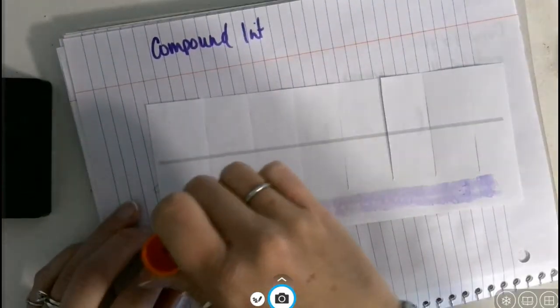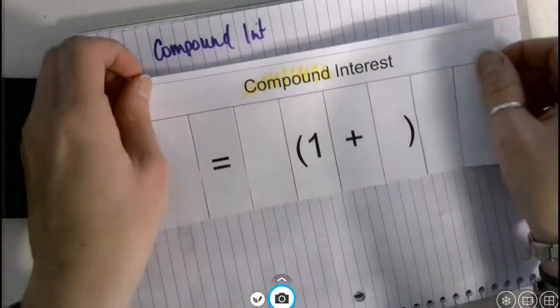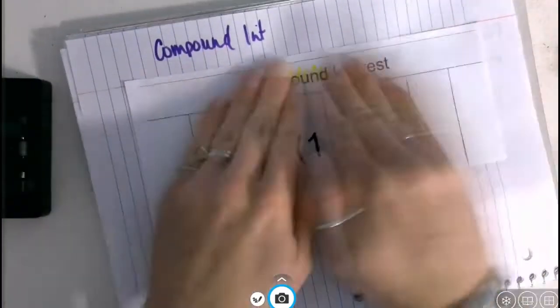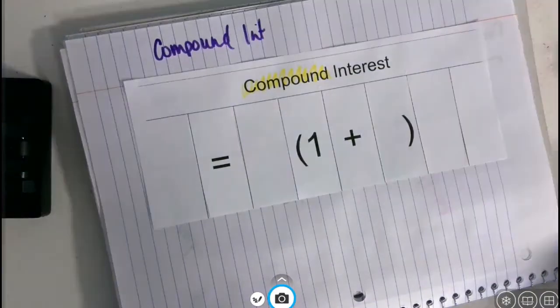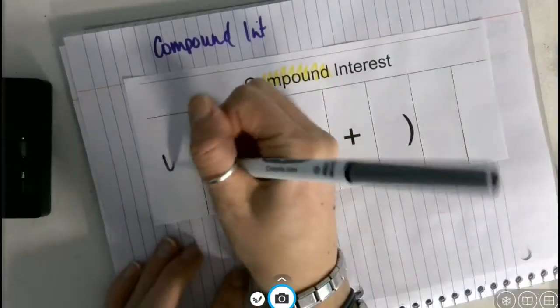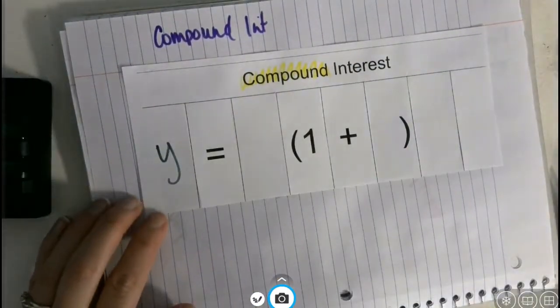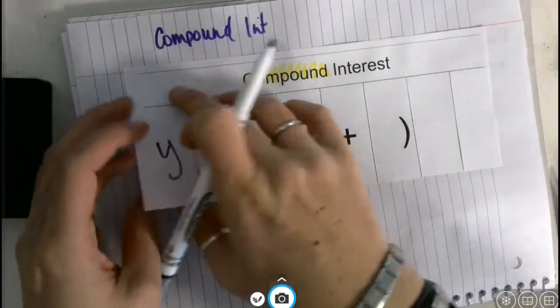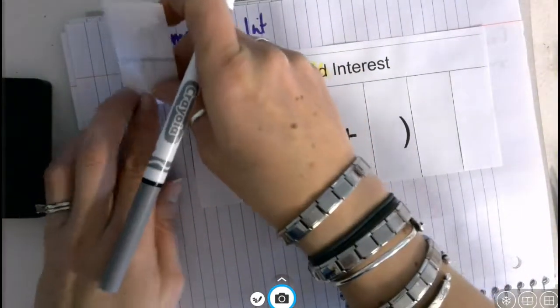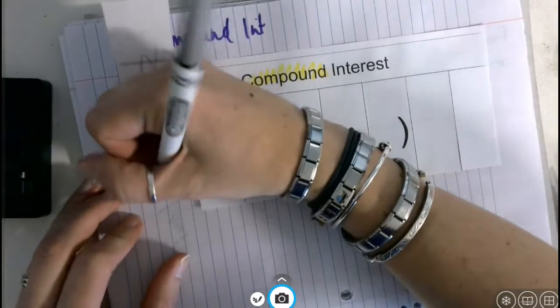I'm going to go ahead and glue this top piece down so that I know that I can add in the things that I need to add. Okay, so we're dealing with our compound interest here. So here are our different variables, and again we're going to use colors here. So y, and this y again is the final balance. I'm going to flip this up and write as we go. So this y is my final balance.